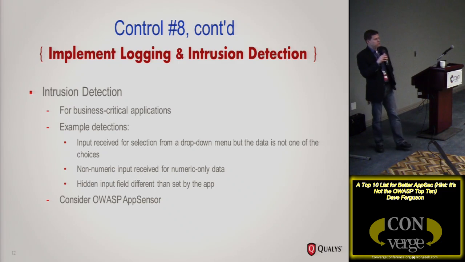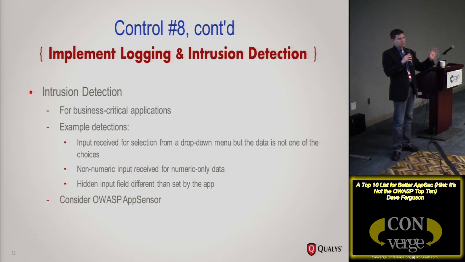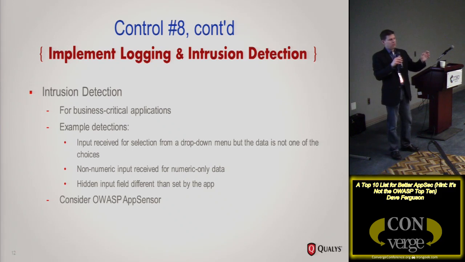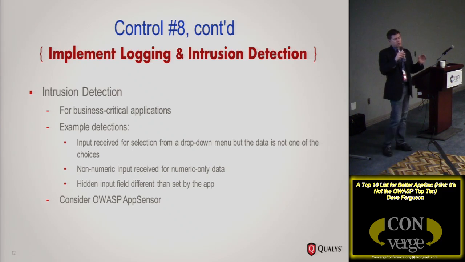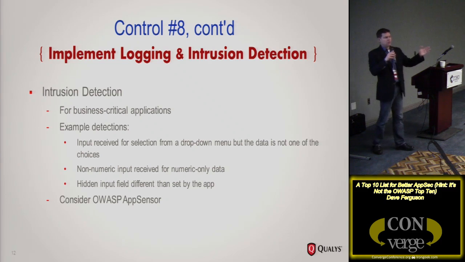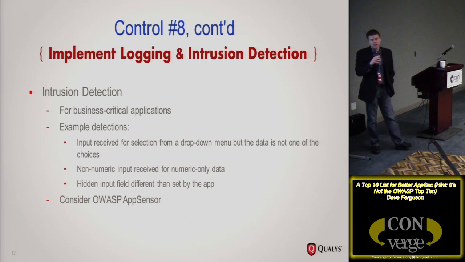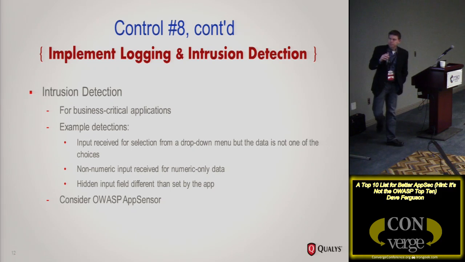And then also hidden input fields. Sometimes HTML forms have dozens and dozens of hidden input fields in them. Again, for a normal user, those values would never change. Whatever the value is, it's going to come into the server that way. But if the values start coming in differently, even if it's not SQL injection attack strings, maybe just regular data that was different than set by the application, that's another clue that you could be under attack.